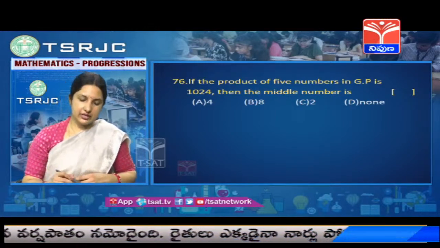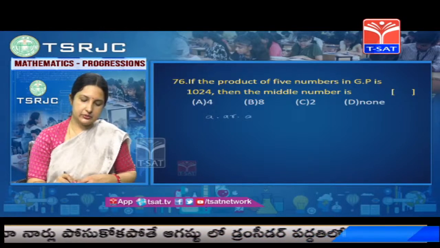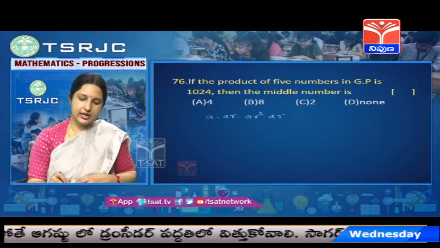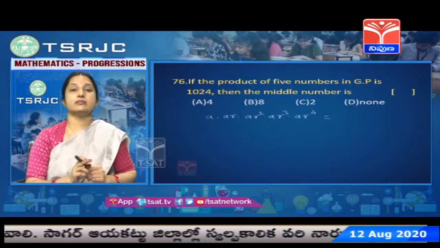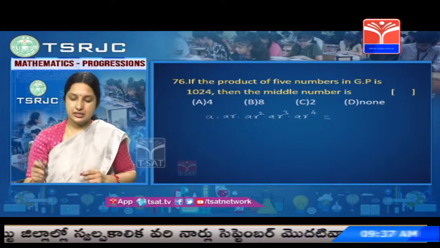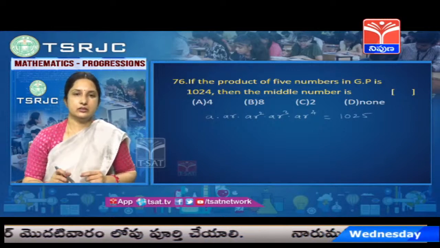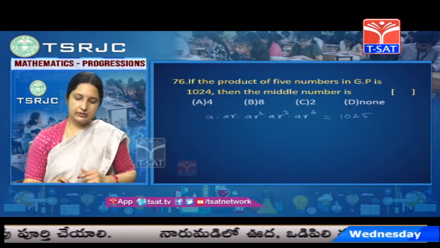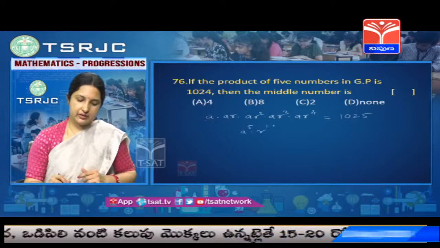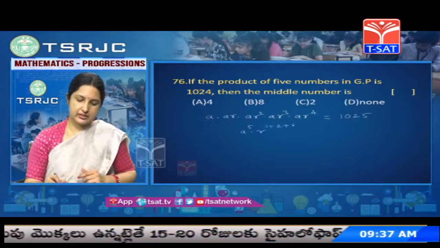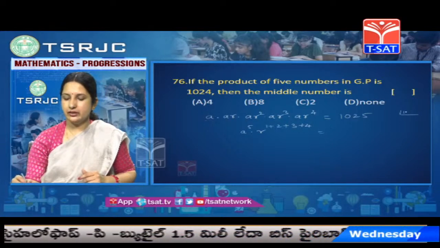Product of 5 numbers. What are the 5 numbers? You take a, ar, ar square, ar cube, ar to the power of 4, no? The product of the 5 numbers is equal to 1024. So what is a into a into a into a into a? A power 5. Then r power 1 plus 2 plus 3 plus 4.